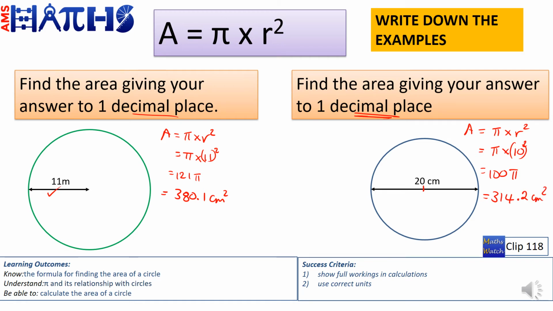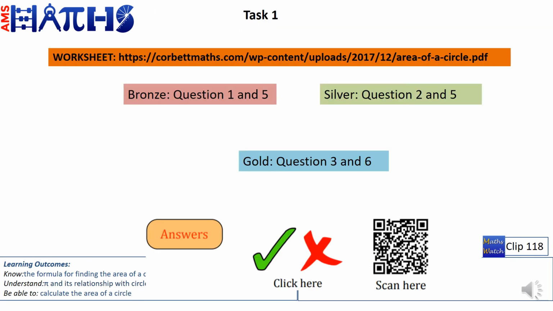Thanks for trying those. Let's move to the next slide. Here's task 1. I'd like you to access the worksheet from Show My Homework, then you'll choose bronze, silver, or gold. Spend no more than 20 minutes attempting these questions. Then scroll down to the bottom of the worksheet, click on the green tick, and the answers will come up for you. Mark them, then resume the video to continue with the next part of the lesson.